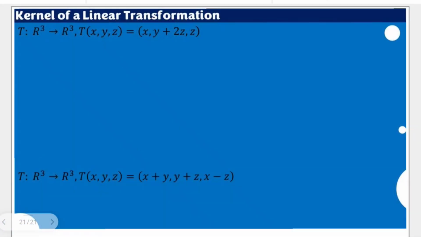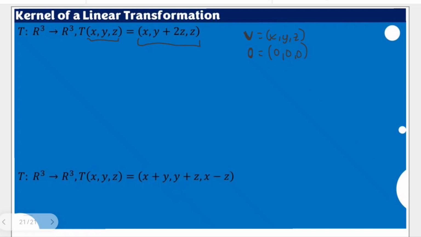Still, we are on the kernel of a linear transformation, and for these two given linear transformations, we are going to solve for the set of all vectors in R3 that will allow us to come up with a zero vector still in R3, because our transformation here is from R3 to R3. In short, we're going to look for the possible values of these components. Let's say that's vector v, with components x, y, and z. We're going to look for the possible values such that this would become a zero vector in R3. A zero vector in R3 is 0, 0, and 0.